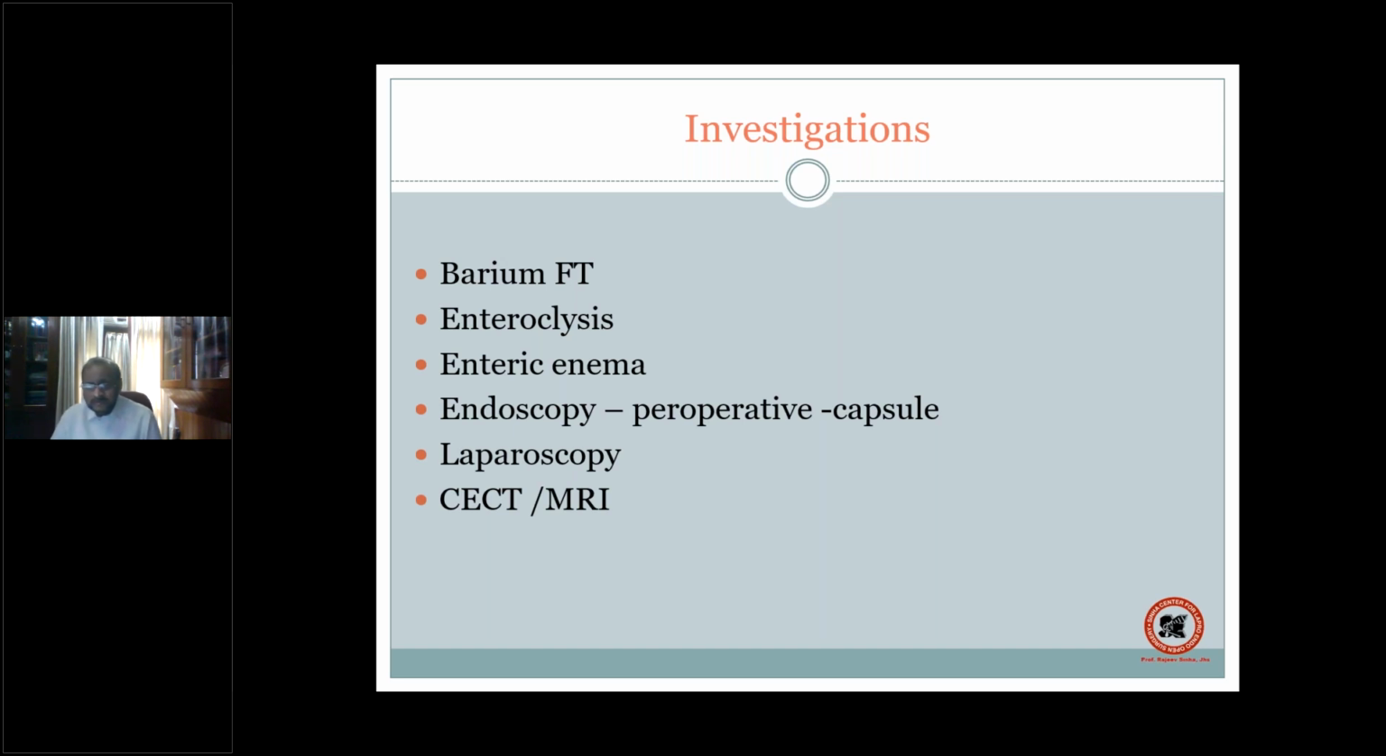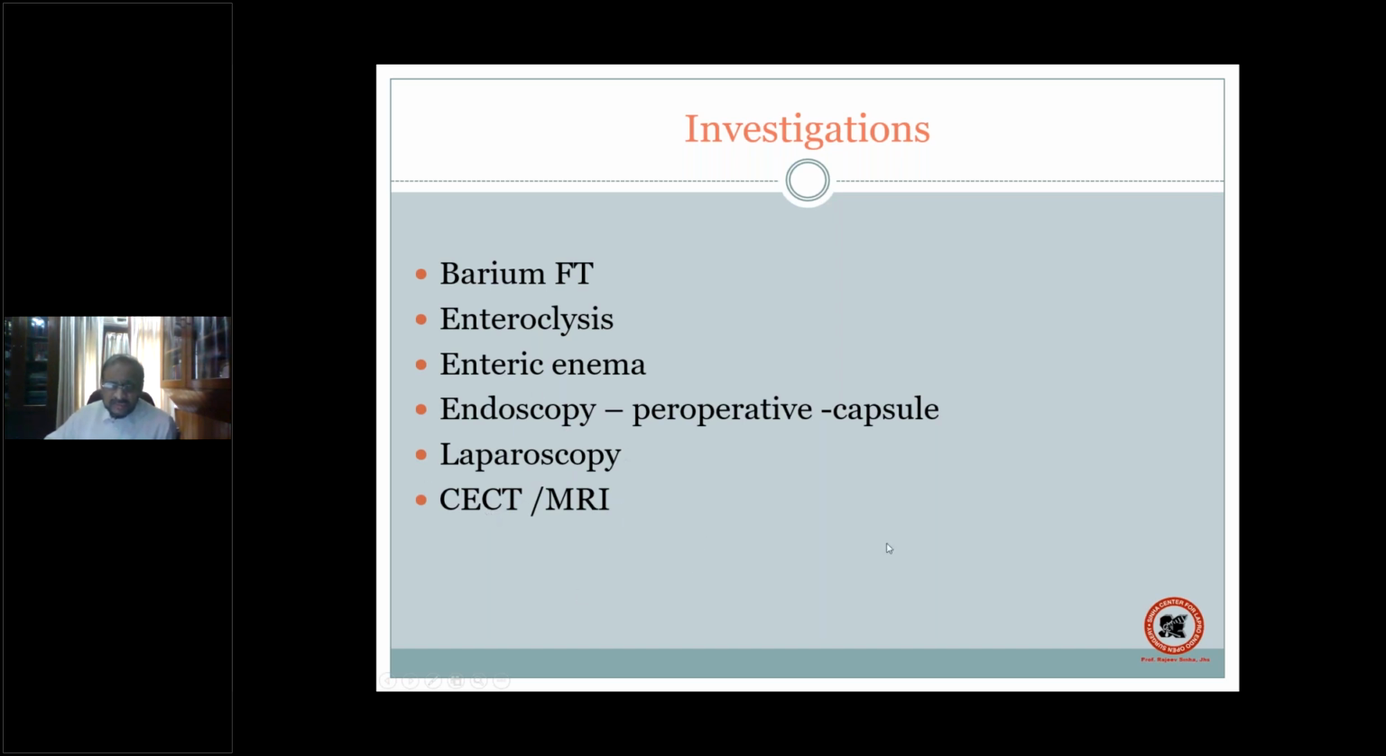You take a capsule which has got a camera inside it. It goes into the jejunum and sends signals, and you can see a clear-cut picture of the whole of the lumen and the luminal walls. So this is a capsule endoscopy, and then ultimately this capsule comes out through the anal route, and it's washed and preserved. So you can have a capsule endoscopy. You can do a laparoscopy, and of course the CECT and the MRI.